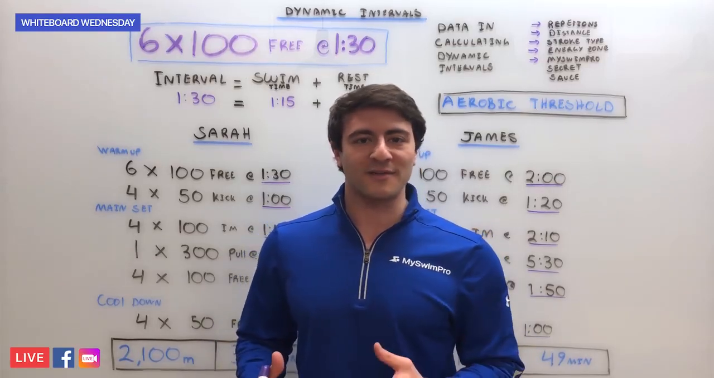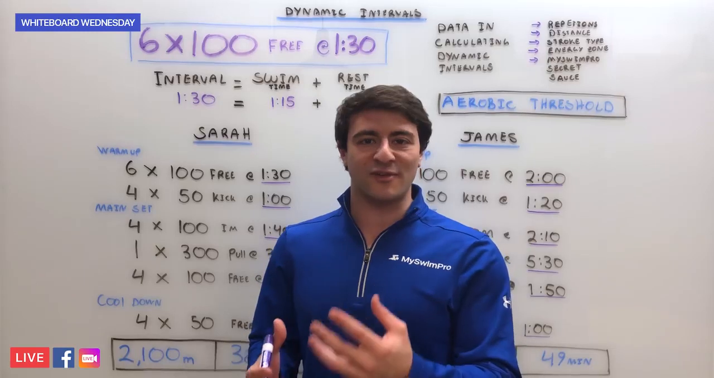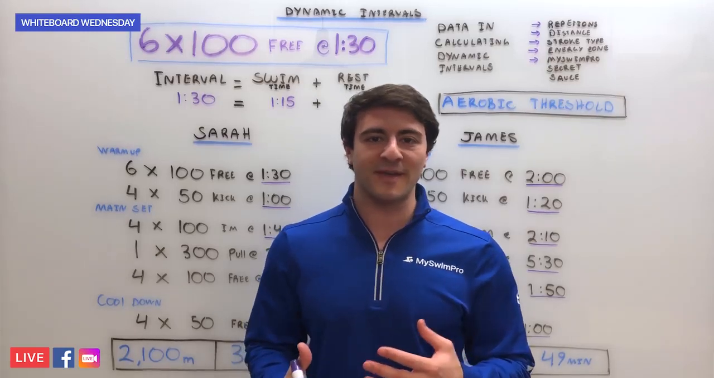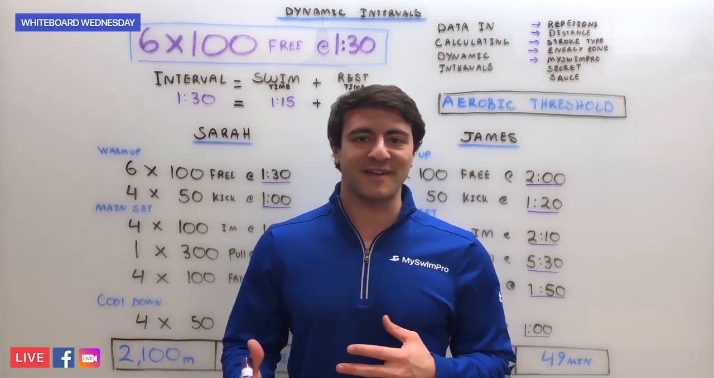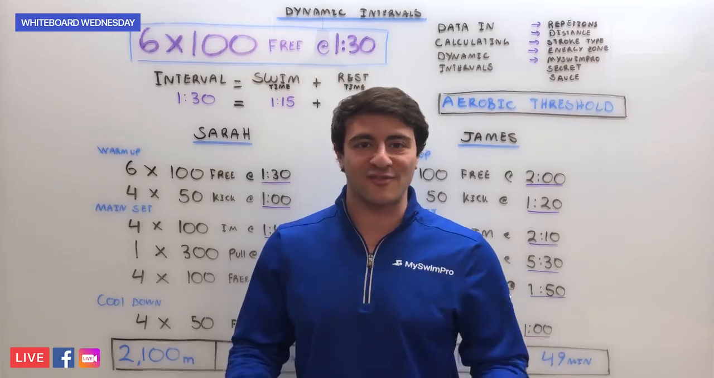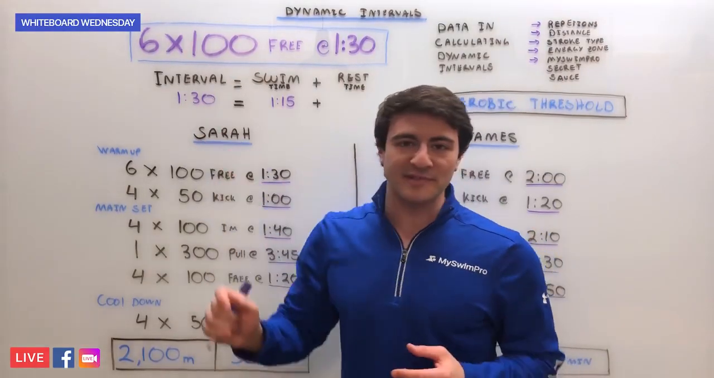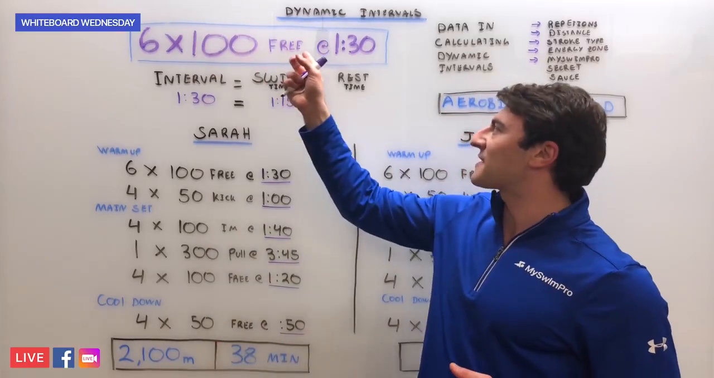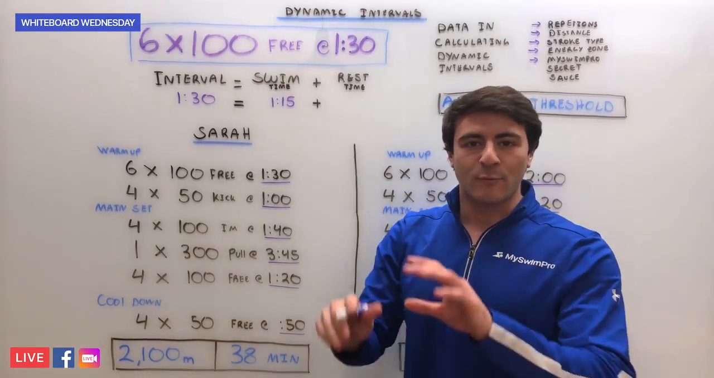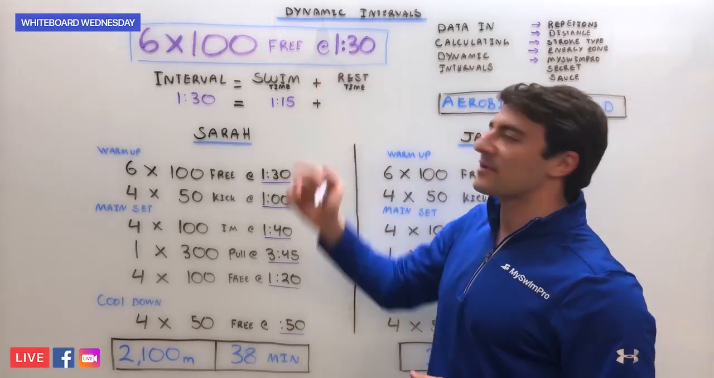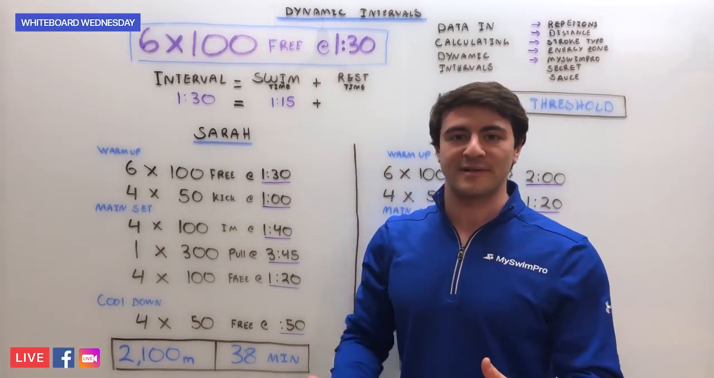So today, we're going to understand how the interval is actually created within the MySwimPro app, and to understand that, we need to understand how the dynamic intervals actually work. So, let's look at the actual interval. So I have an example set, 6 100s freestyle on the 130. We're going to focus in on the 130, so that is the actual interval itself.